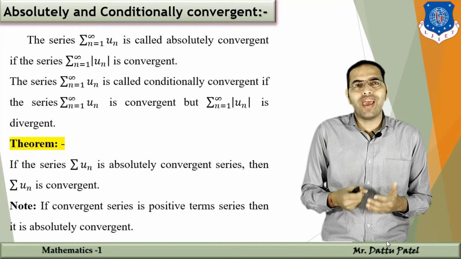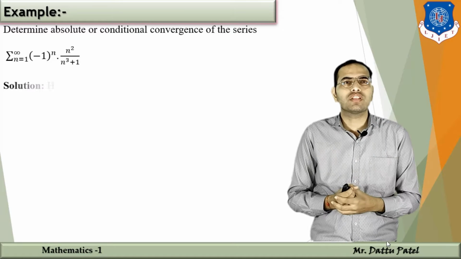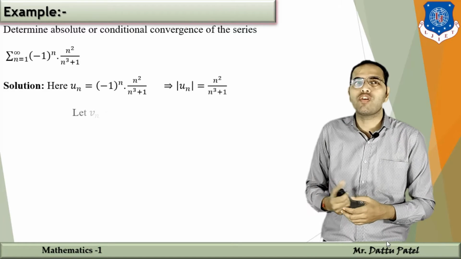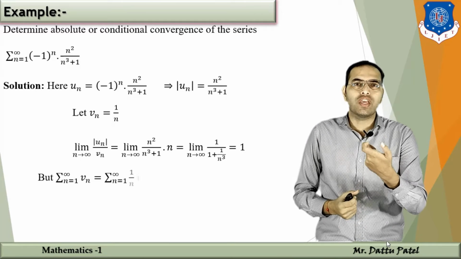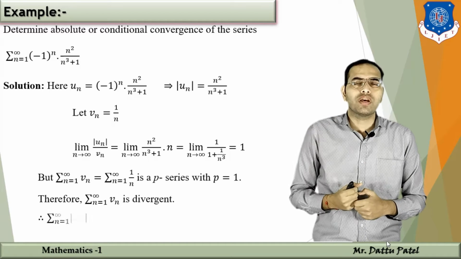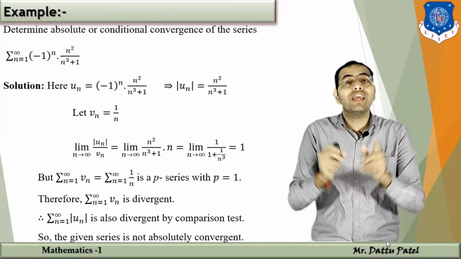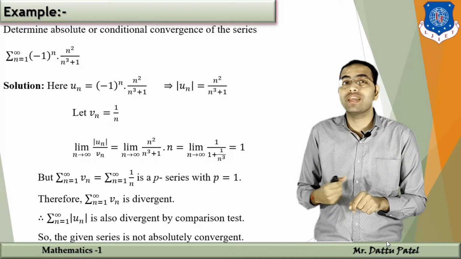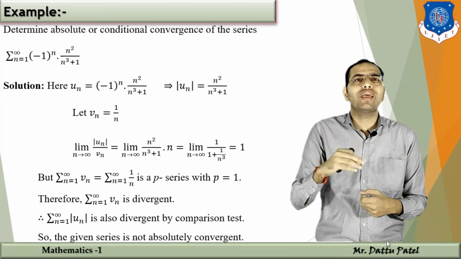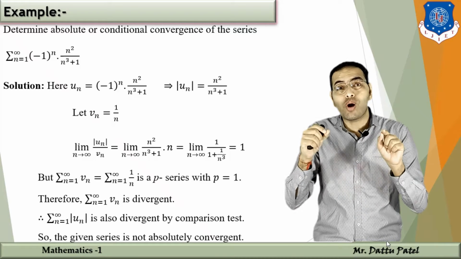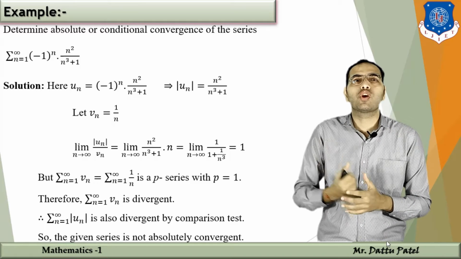Now let's see one example based on absolute or conditional convergence. Determine absolute or conditional convergence of this series: summation where n runs from 1 to infinity, minus 1 raised to n, n square upon n cube plus 1. Here obviously un equals minus 1 raised to n into n square upon n cube plus 1. For conditional or absolute convergence, firstly we have to check the modulus of the series, meaning whether mod of u of n is convergent or not. Then mod of u of n becomes n square upon n cube plus 1, because the modulus absorbs the negative sign. Then it is a positive term, n square upon n cube plus 1.